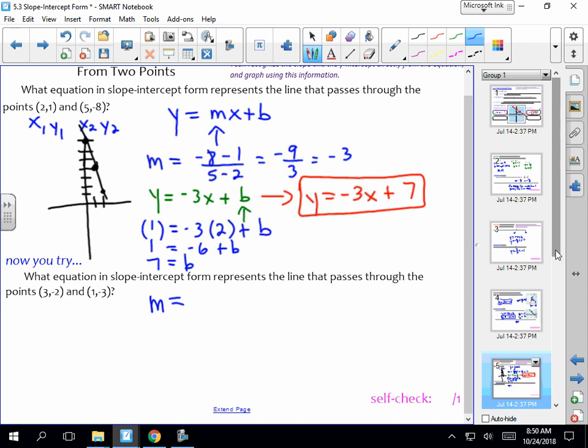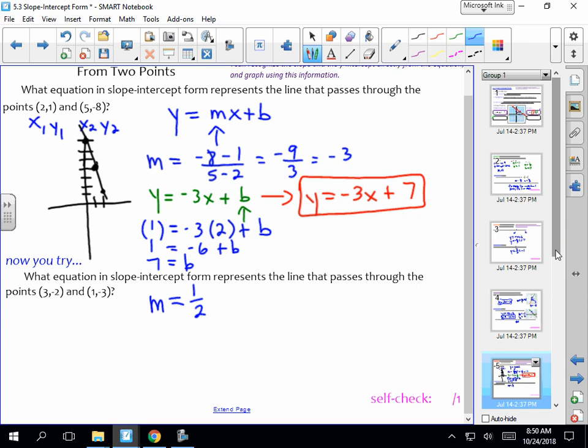What do you guys get for slope on this? Are you willing to throw it out there? Yeah, Abby, did you get 1/2? Anybody else get 1/2? Yeah. So, good. m equals 1/2. It's tricky sometimes with all the negatives and stuff. But good, we got that our slope is 1/2.